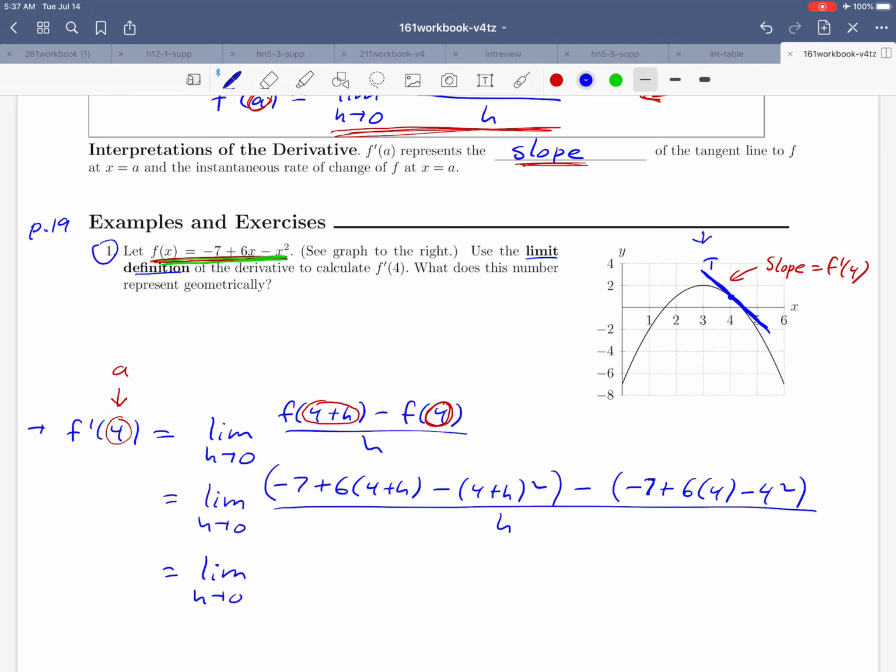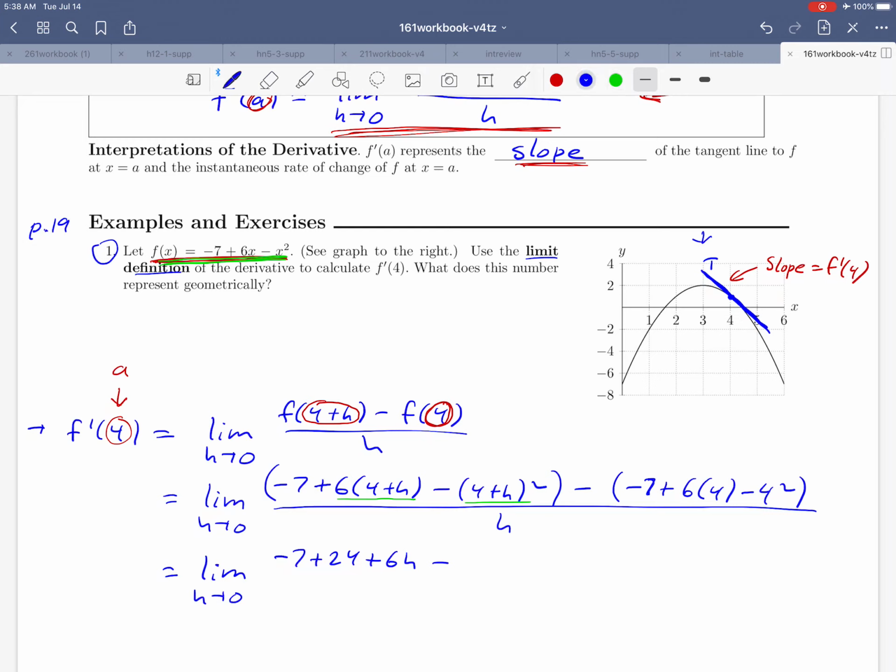All right, let's see what happens here then. So first thing, we can maybe do a little simplifying. The 6 times 4 plus h, we can distribute the 6 through and get 24 plus 6h. And then the next thing that we see is minus a 4 plus h squared. We could FOIL that out.